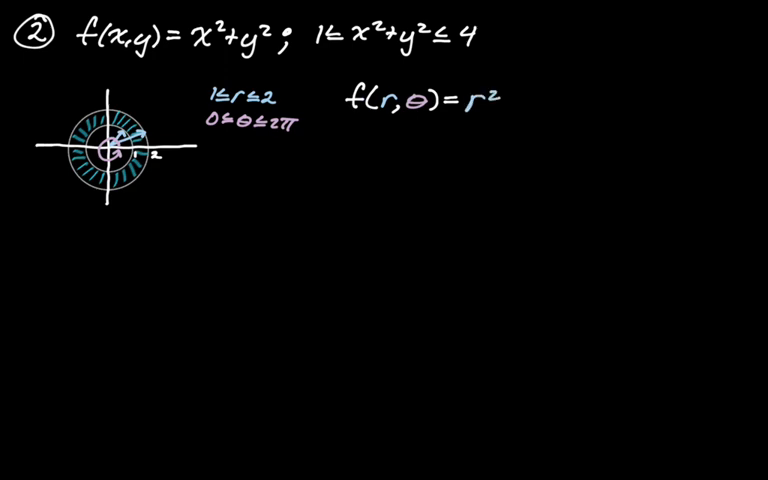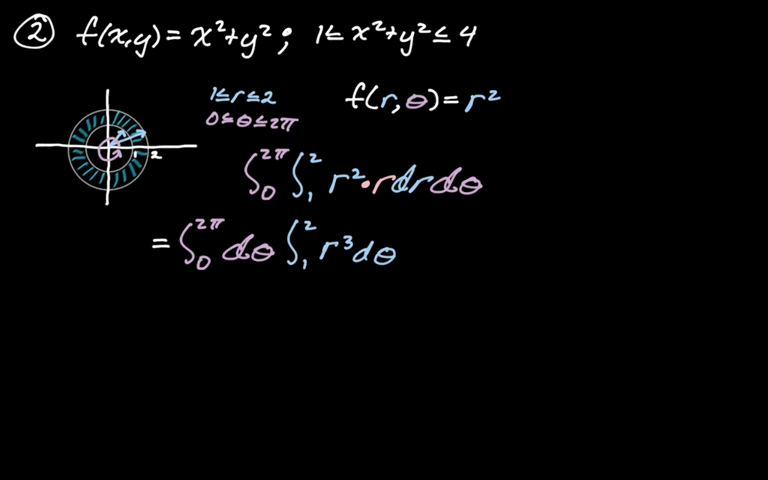And then set it up, and do not forget that you're not going to just do dr d theta, you're doing r dr d theta. So our integrand is r squared, and then we get an r dr d theta. This again can be split into two integrals, like the integral from 0 to 2 pi of d theta times the integral from 1 to 2 of r cubed. So let's split that, and then we'll integrate.